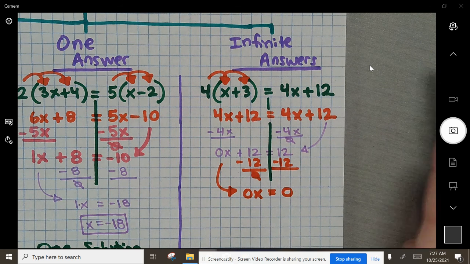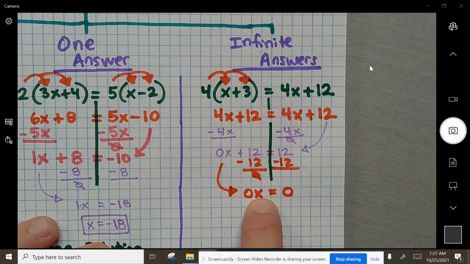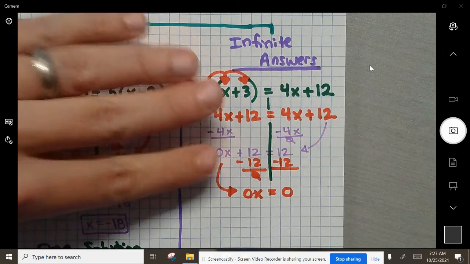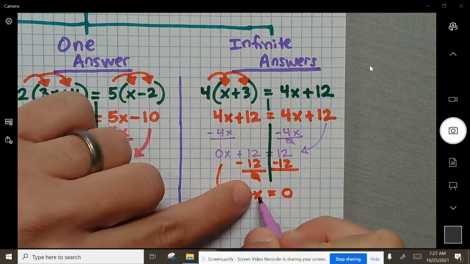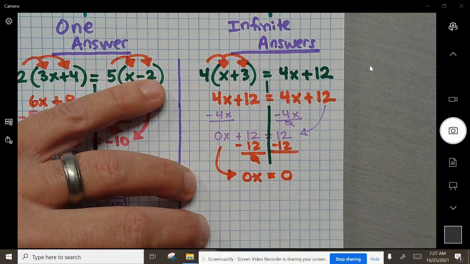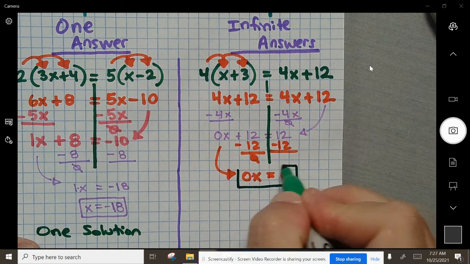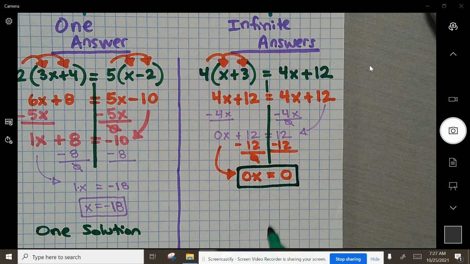Now here's the idea. What if you said x was 2 and you plugged in 2? What's 2 times 0? 0. What if you said x was 4? What is 4 times 0? If x is 4, we plug it in, 4 times 0 is 0. What if I said x was a million? You plug it in, a million times 0 equals 0. So the idea here is that every single answer works. Anything you want to choose for x is going to work. So when you get to 0x equals 0, it's infinite.